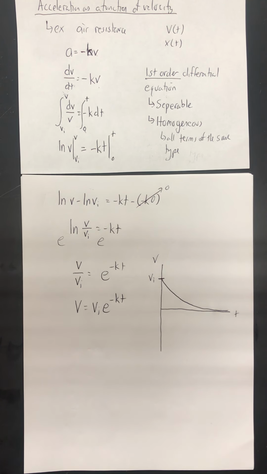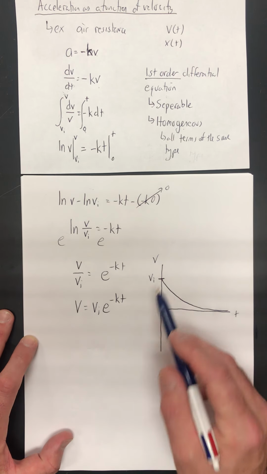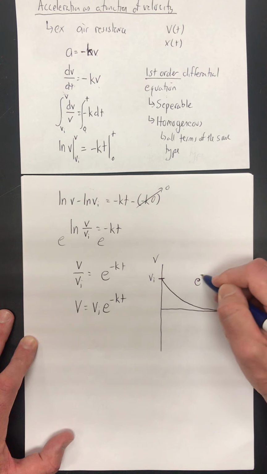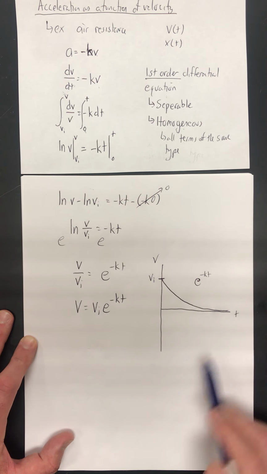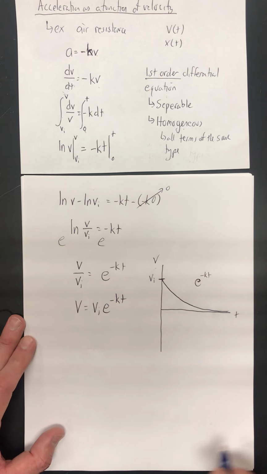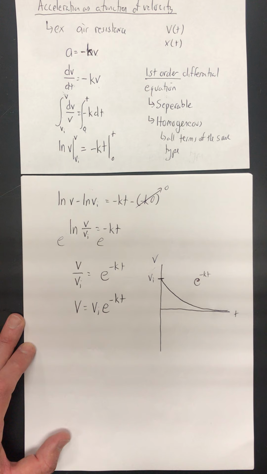All right, and that's a common shape, folks. That's the e to the negative constant t graph, and that's something that you should get to know because that's going to come up all the time. All right? So there we go. I've gotten v as a function of t, bravo. Now let's get x as a function of t.